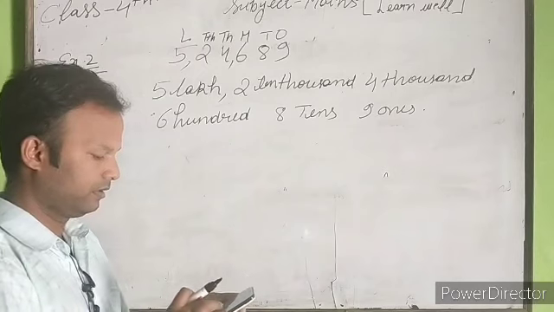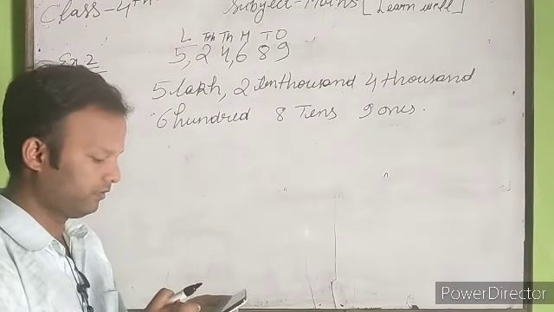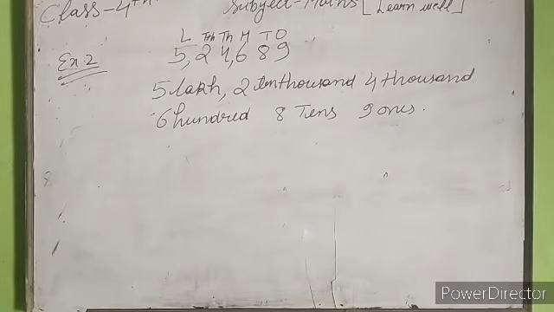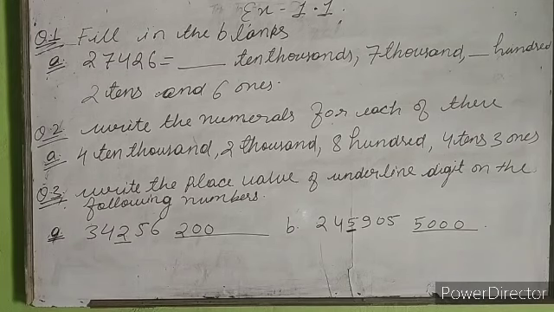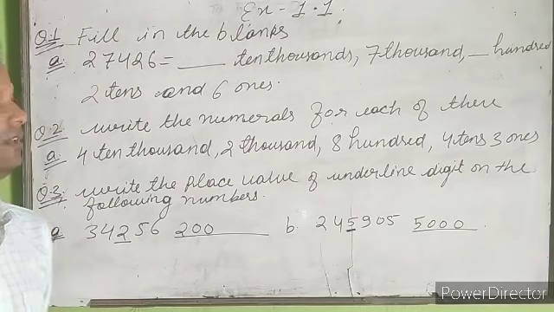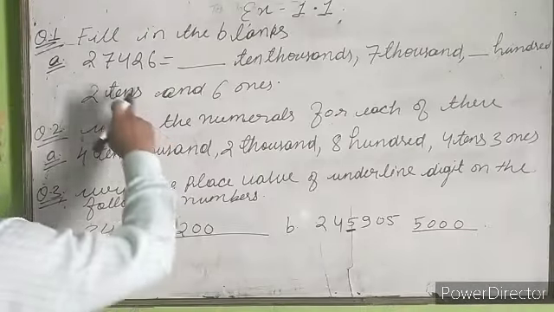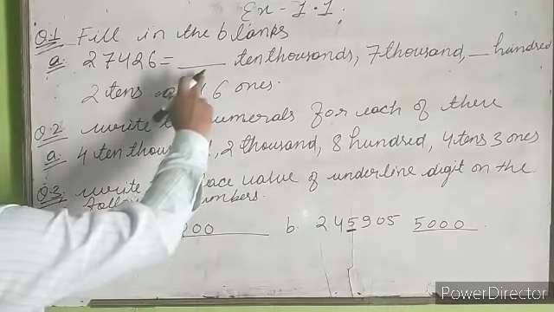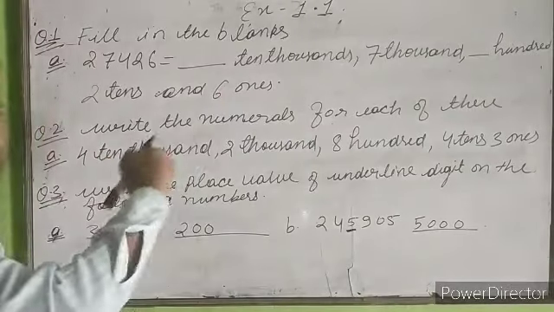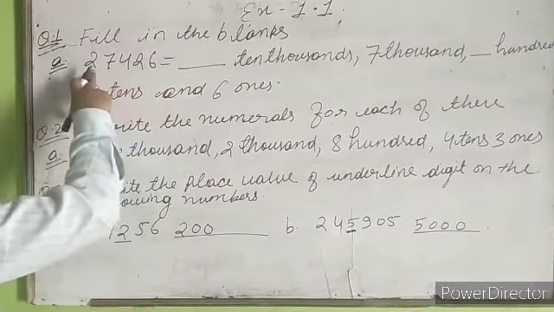1.1. So we are going to start our exercise 1.1. Good morning students, here we start the exercise 1.1. Question number first, fill in the blanks. Here it is written 27426. Here we have to write how many 10,000s are there. So we will count from here: ones, tens, 100, 1,000 and 10,000s.